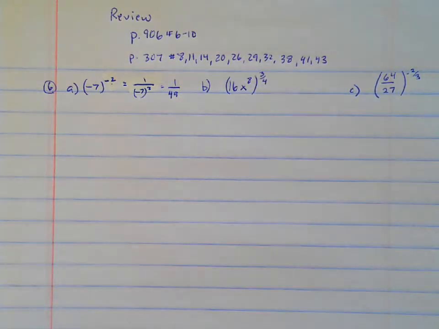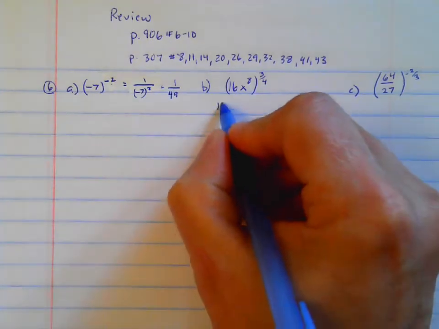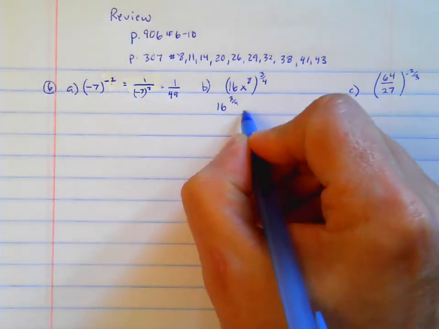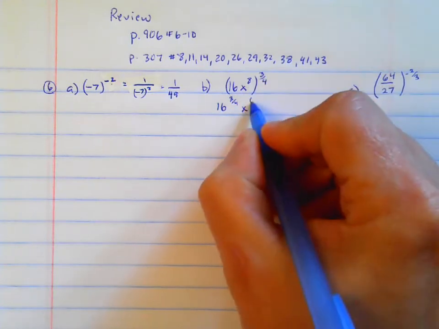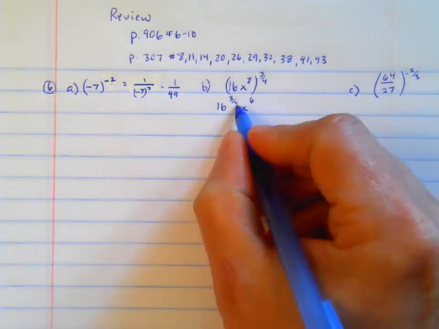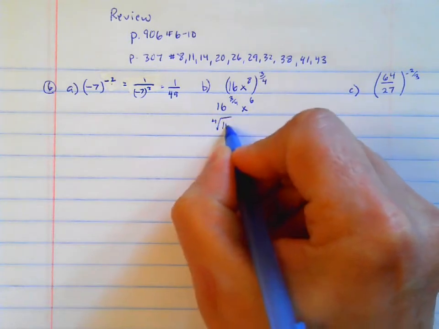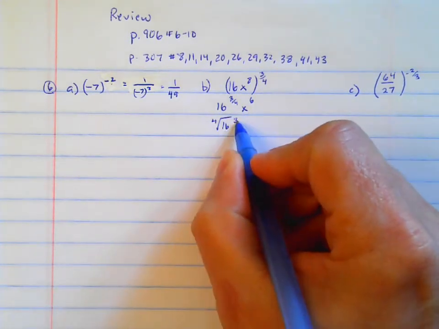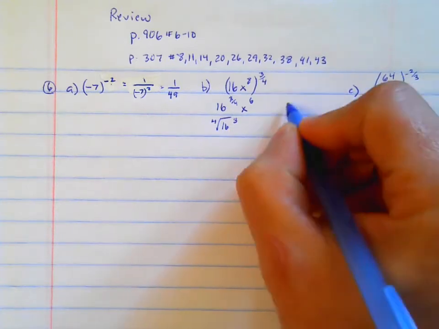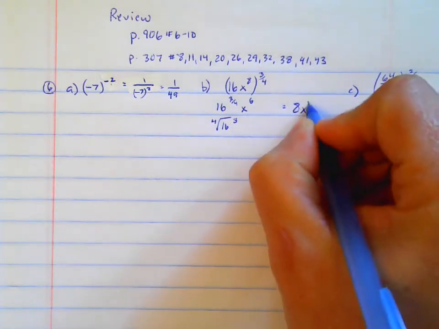Okay, part B, I can take 16 to the 3/4, and then exponent to an exponent, you multiply, so this would be to the 6. Okay, this is the same as the 4th root of 16 cubed. 4th root of 16 is 2. 2 to the 3rd power is 8. So I have 8x to the 6th.